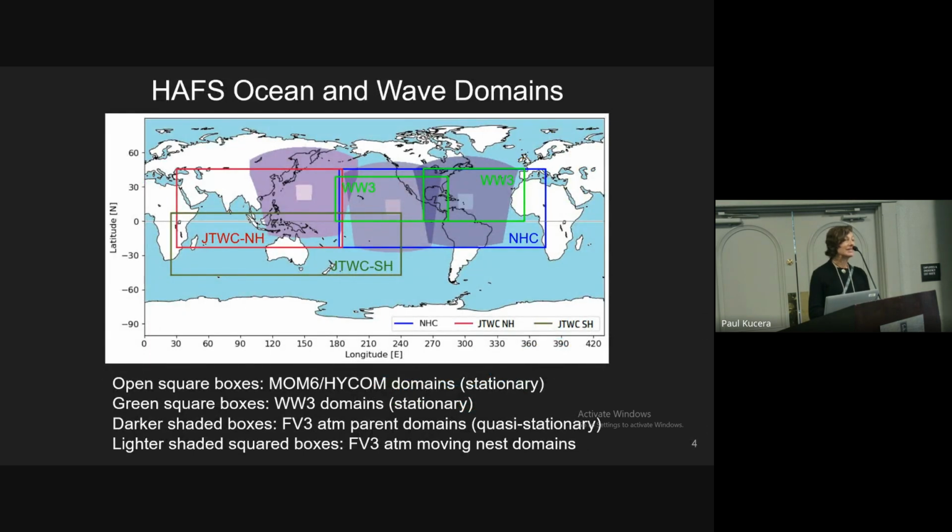So here in this map, we can see the different ocean and wave domains. For the ocean domain, we have three large domains. Here in blue, you see the NHC domain that covers the NHC areas of responsibility, and we have two large domains that cover the JTWC areas of responsibility, Northern Hemisphere in red and Southern Hemisphere in green. For the wave model, we have two domains in green, one that covers the large area of the North Atlantic and the other one that covers the Eastern and Central Pacific.